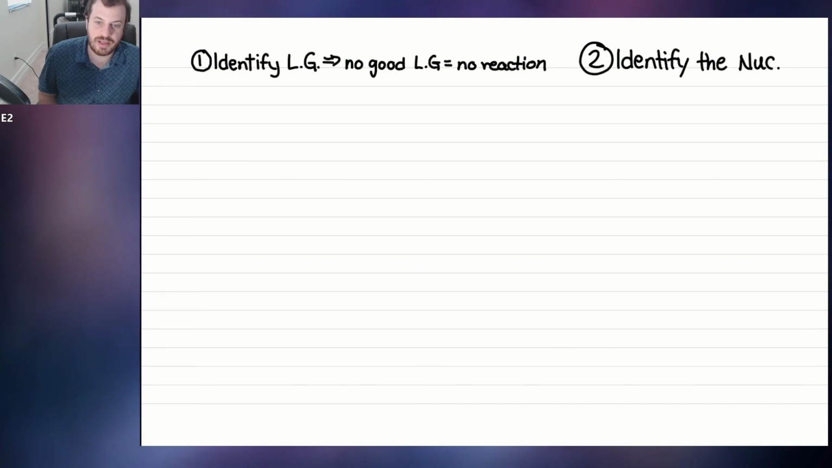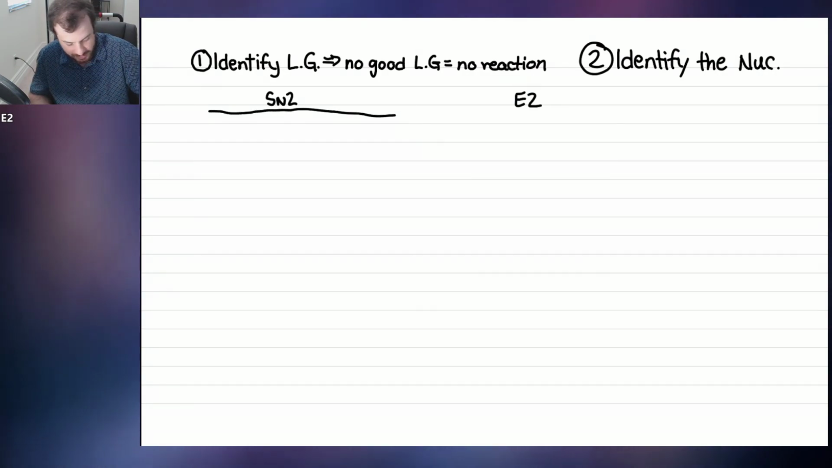Now all you need to do is identify the nucleophile. We're not going to be able to say no reaction based on the nucleophile, but it's going to be important to fill out our table knowing our nucleophile. Now, this is what our table is going to look like. As I mentioned, there's an SN2 column and there is an E2 column, and I'm going to leave a lot of room here because I'm going to explain what each column looks like.